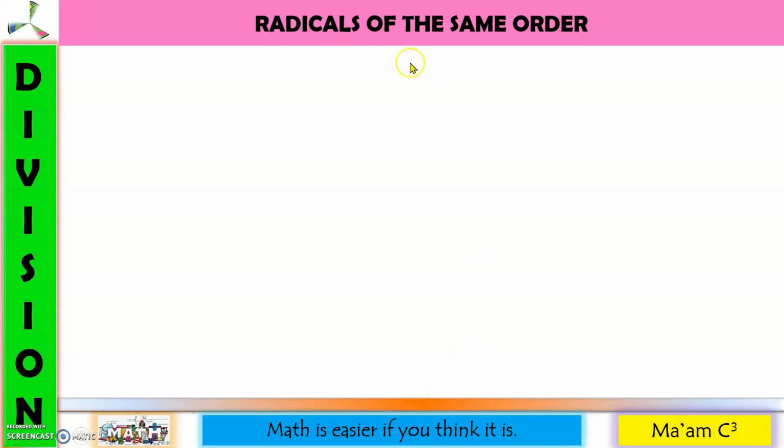Division of radicals may be classified into two. First, we are going to divide radicals of the same order. In here, we are going to use the property of radical: nth root of a over b is equal to nth root of a divided by nth root of b.